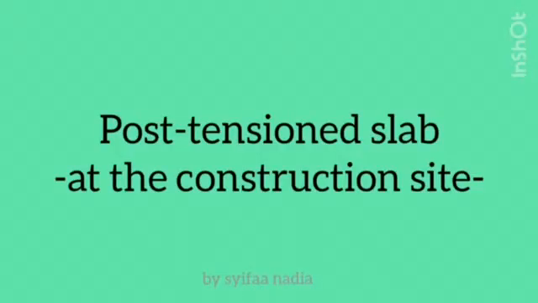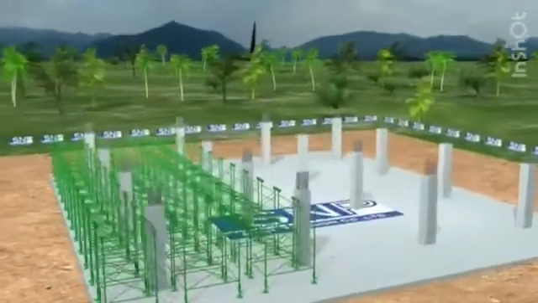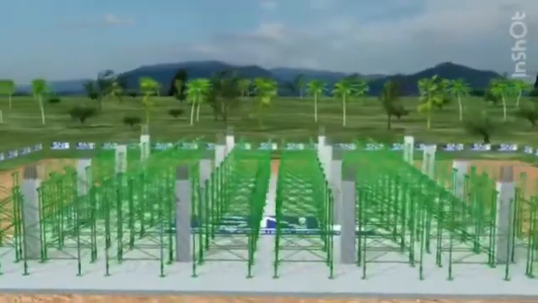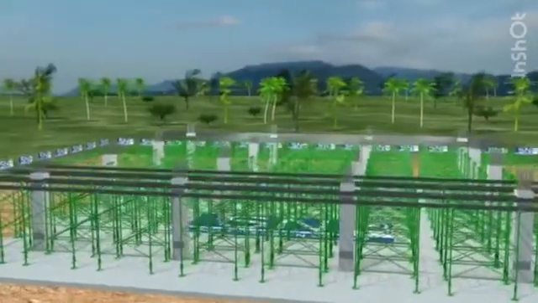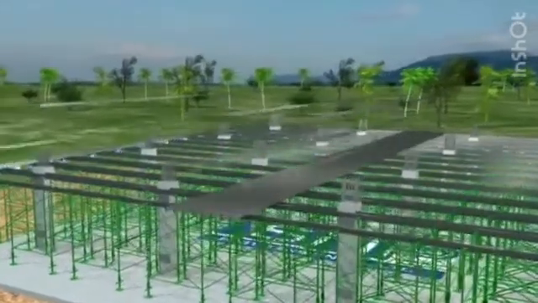Explain to you the one by one steps on how to do the post-tension slab on the construction site. So as we all know, post-tension concrete means that the concrete is poured first and then the tension is applied. But it is still stressed before the loads are being applied, so it is still a pre-stress.